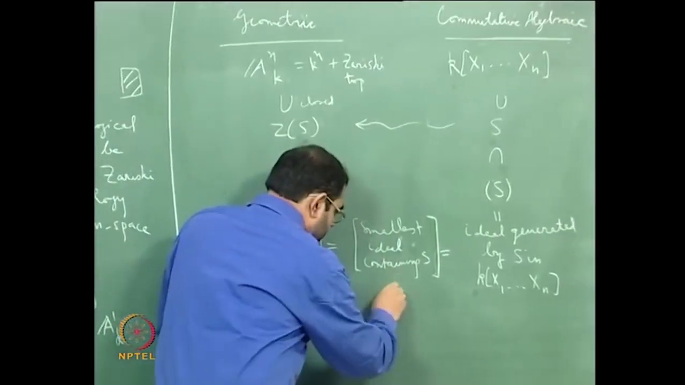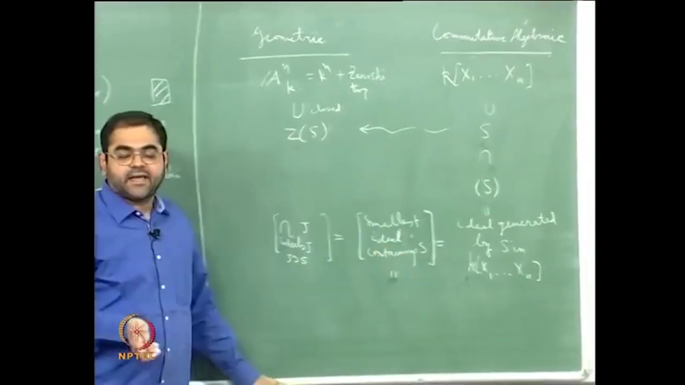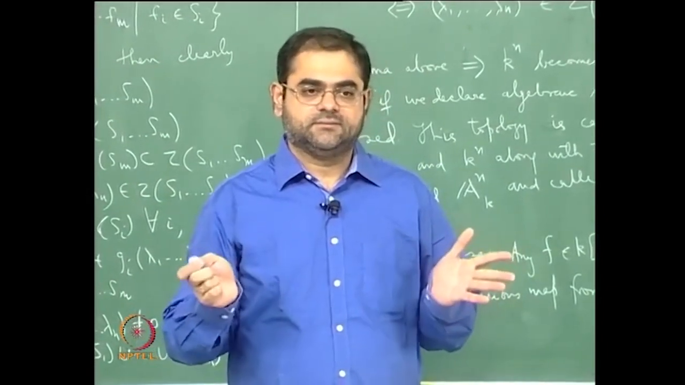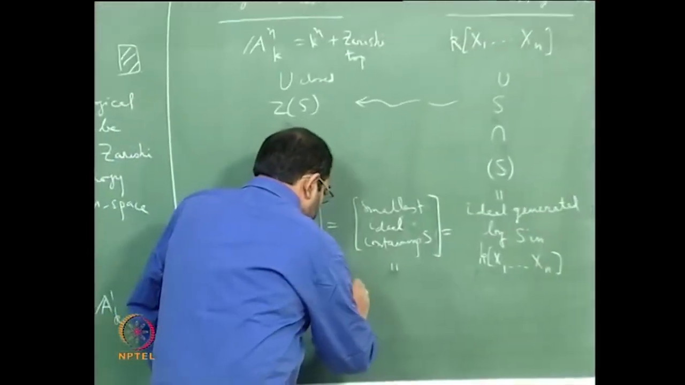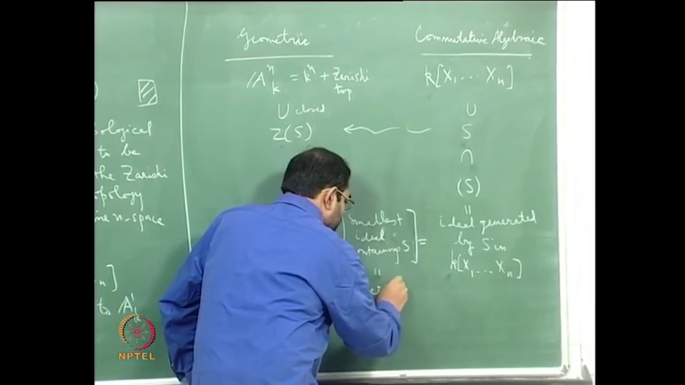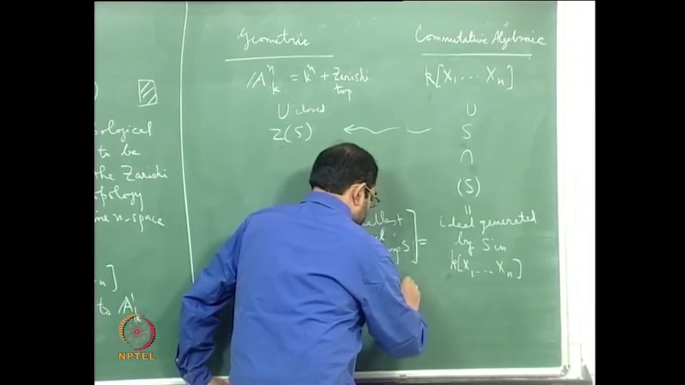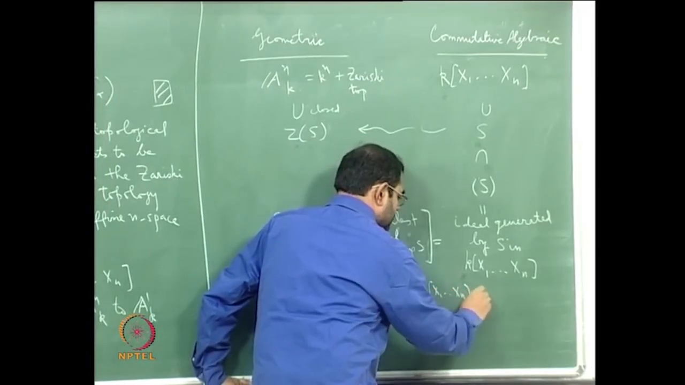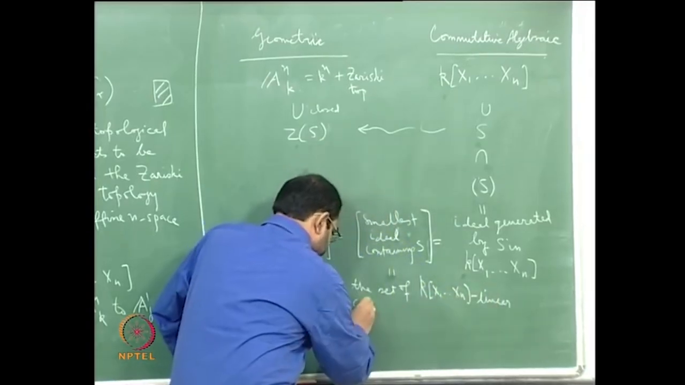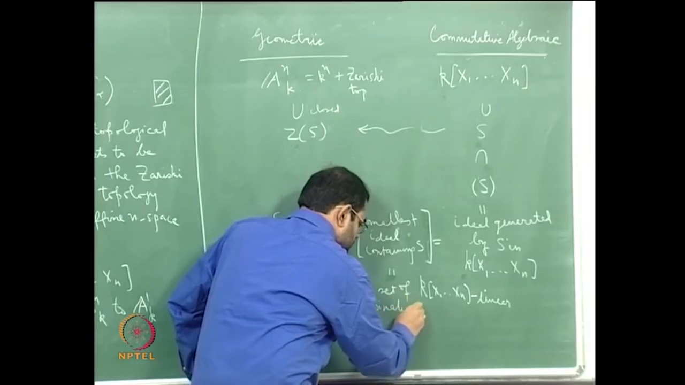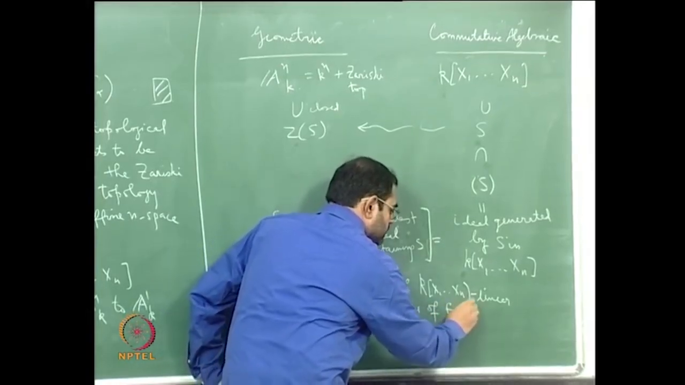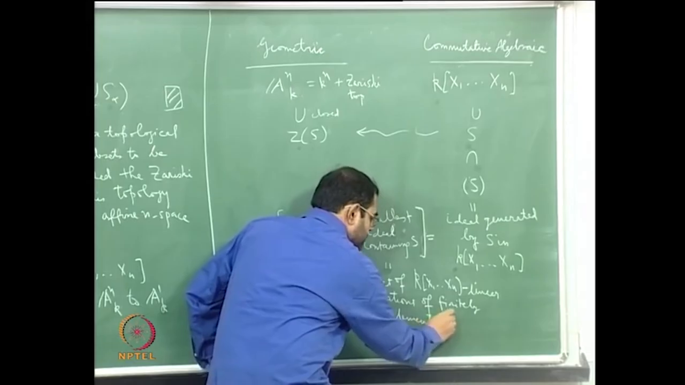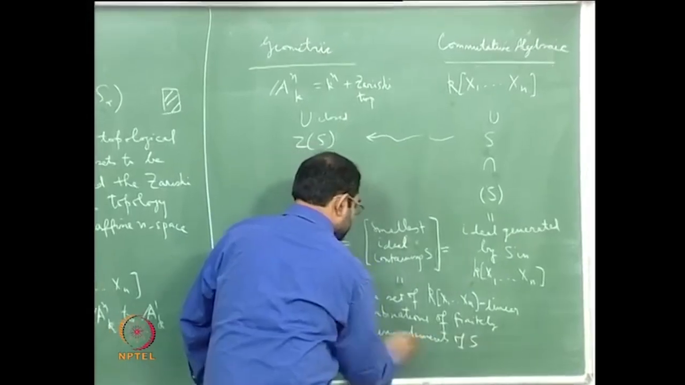And there is another way of writing it out. The other way of writing it out is just take the ring linear combinations of finitely many elements of S. Just take that. Okay. So let me write that down. This is equal to the set of R-linear combinations of finitely many elements of S.